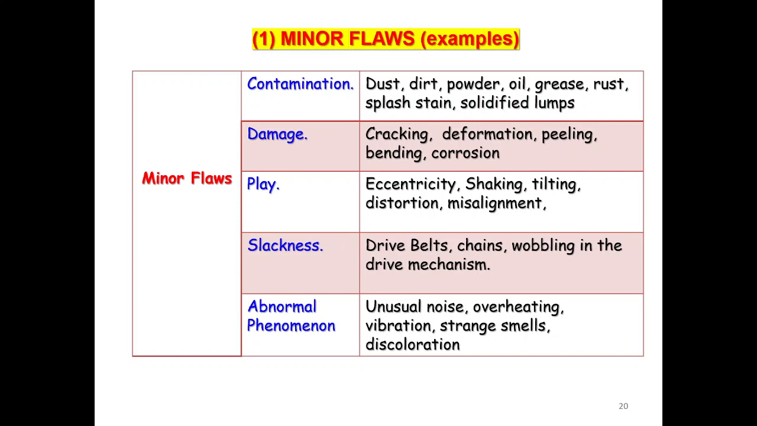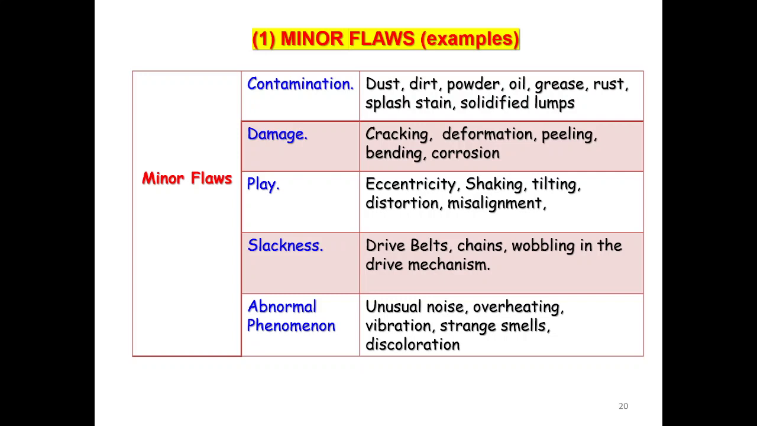First abnormality is minor flaws. Here are some examples of abnormalities which come under minor flaws. Let us see what the minor flaws are. They are contamination, that is dust, dirt, powder, oil, grease, rust, splash stain, solidified lumps on the machine.